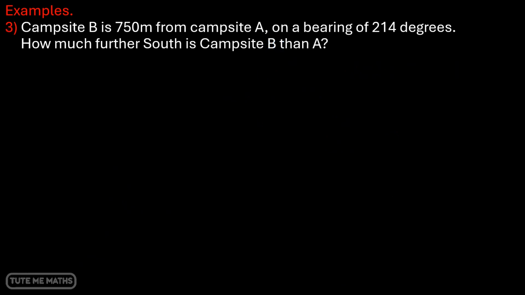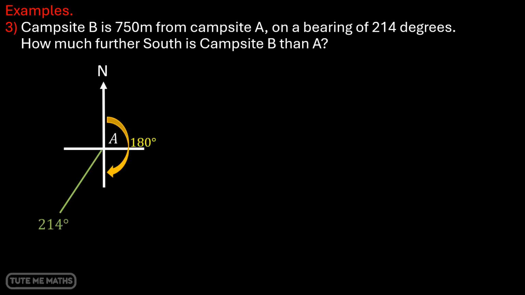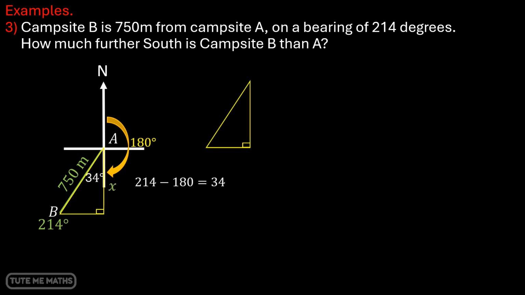You might like to try example 3 before I work through the solution. We should first realize that 214 degrees is more than 180, so the bearing is past south, but before west, since it is also less than 270 degrees. Subtracting 180 from 214 reveals that it is an extra 34 degrees past south. Camp A is our starting point, and Camp B is the end point, which is 750 meters away. Here is the most obvious right triangle to use.